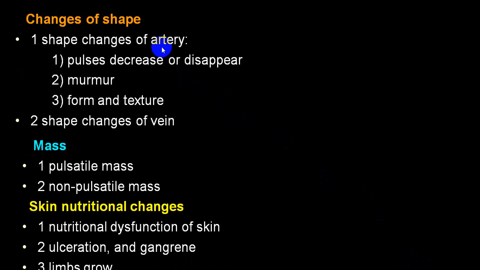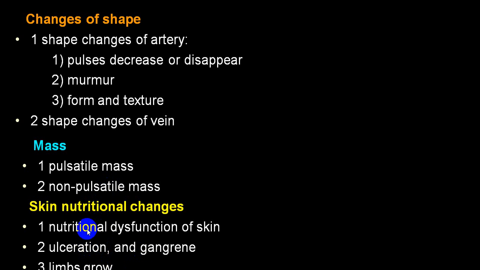If you look at the artery, peripheral pulse will be low volume and sometimes it can disappear. At the site of obstruction, you will have a bruit, and you will have different areas of involvement of the artery. You might have a pulsatile mass or a non-pulsatile mass. Skin changes can appear like ulceration and gangrene.